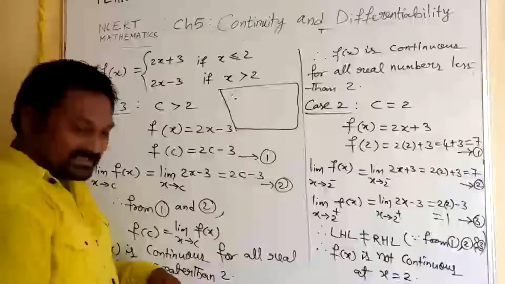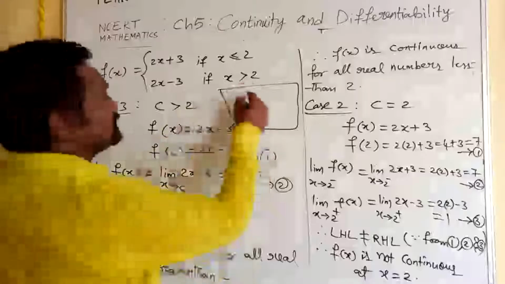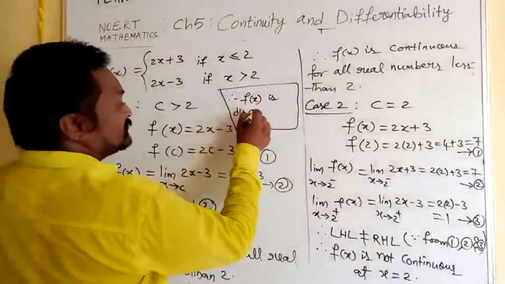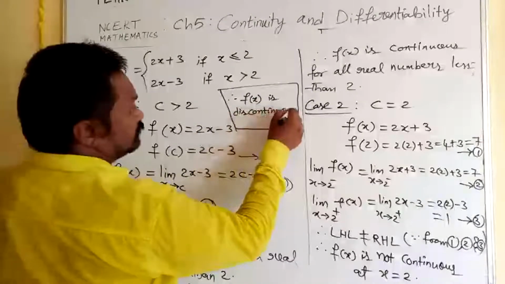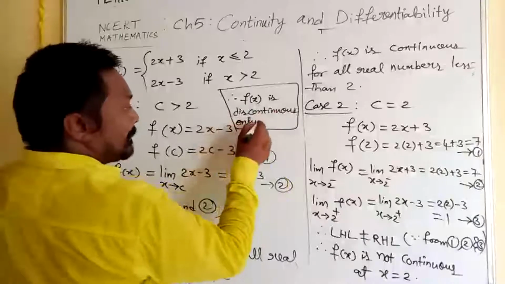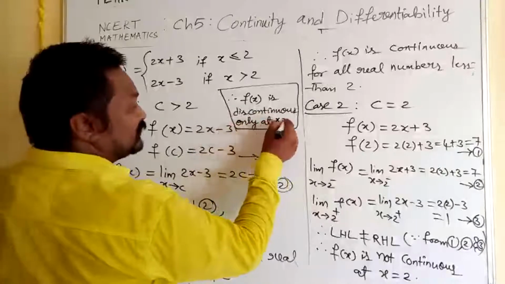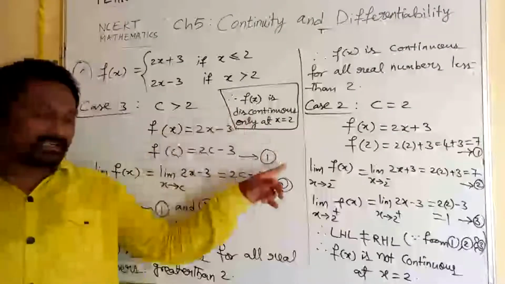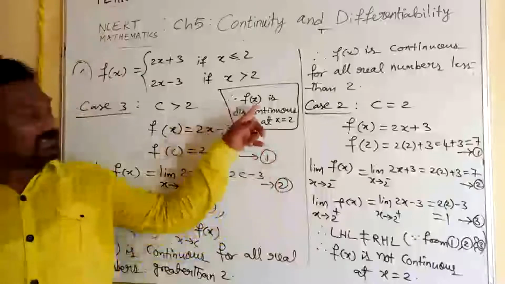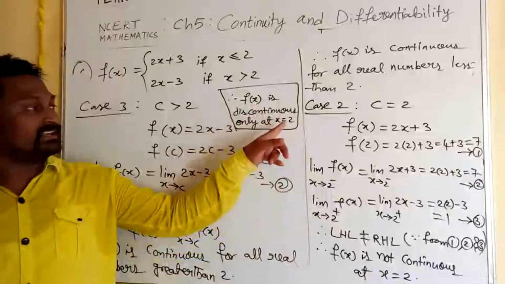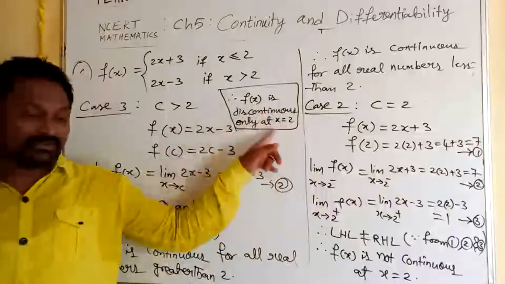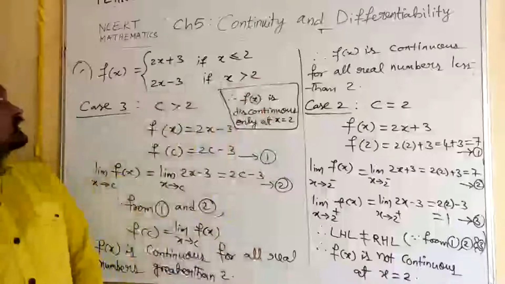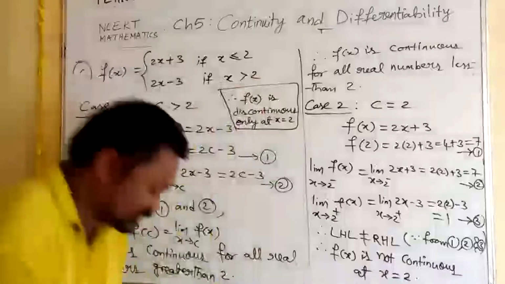So let me conclude myself. Just concentrate here. Therefore, we write f of x is discontinuous only at x equal to 2. That you have to write. So what we need to write in the last conclusion? Therefore, f of x is discontinuous only at x equal to 2. Except at x equal to 2, in all remaining places it is continuous. Okay, that's all about your 6th problem. Let us go for our 7th problem now.